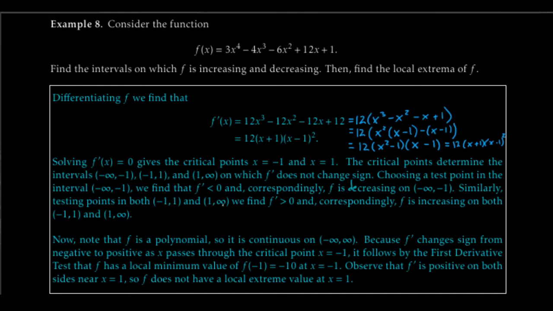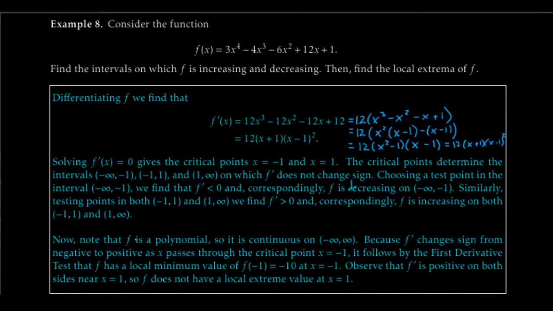Picking something between 1 and infinity, let's try 2. 12 times 2 plus 1, once again, positive, positive, positive, since we're squaring. All right, so we get that f prime is greater than 0 on the interval from negative 1 to 1 and the interval from 1 to infinity. Correspondingly, f is increasing on both of these intervals.